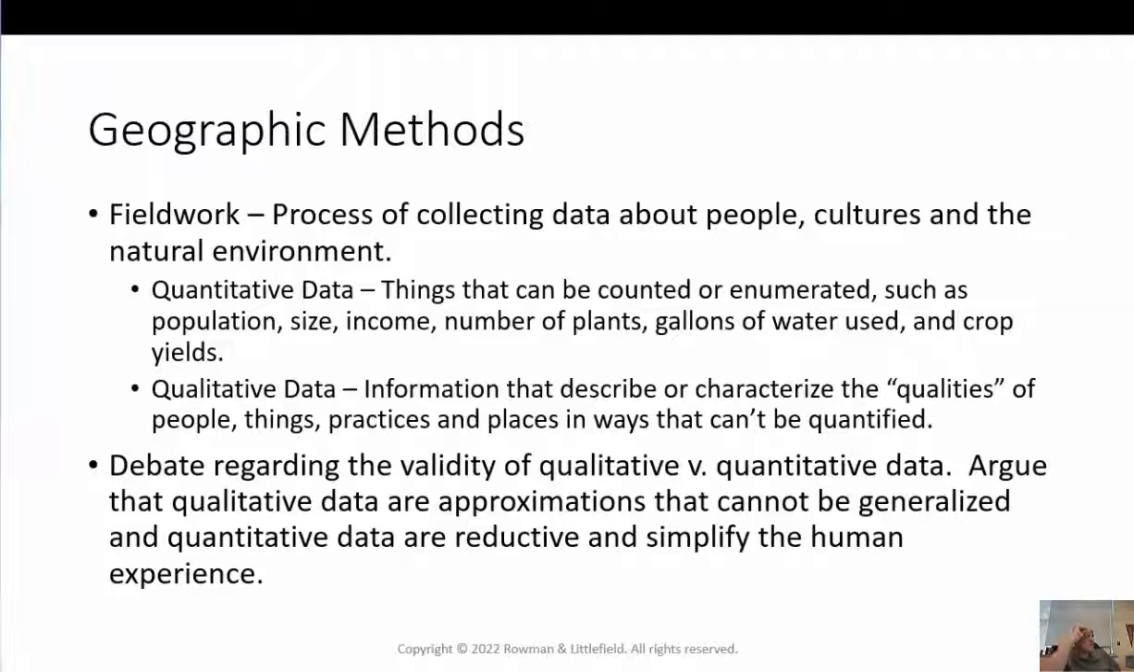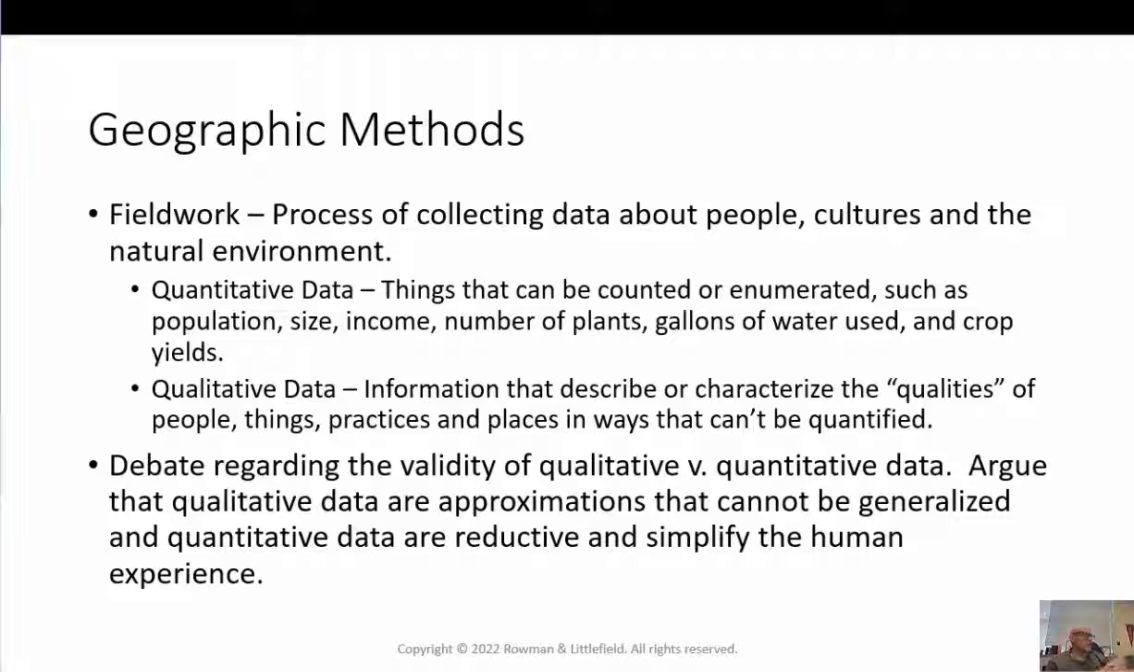So when we look at geographic methods, we focus on fieldwork, which is the process of collecting data on people and cultures in the natural environment. In this class, I plan to have us collect some data in the field using our phones, so we can collect information about our food environment, or maybe in particular your own personal food environment, using both quantitative data and qualitative data.